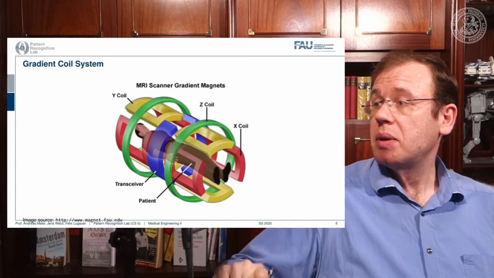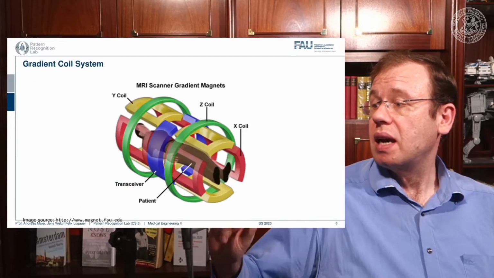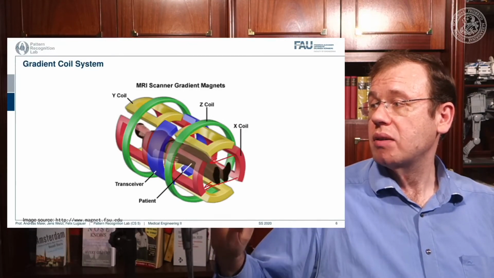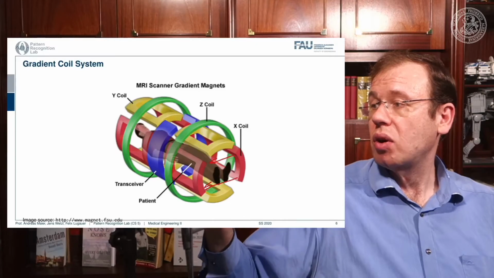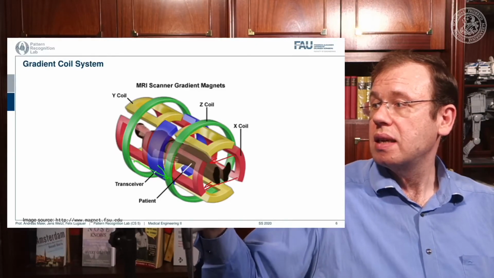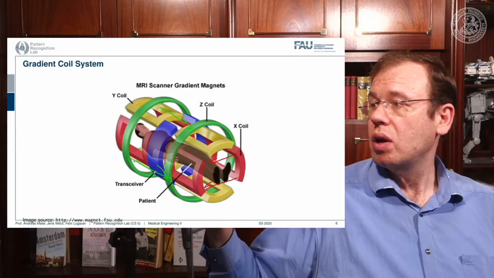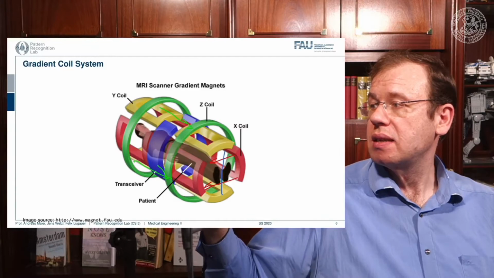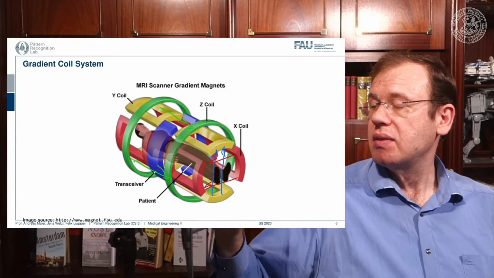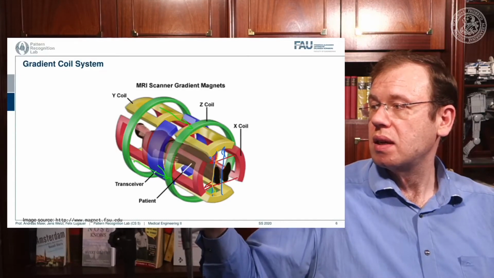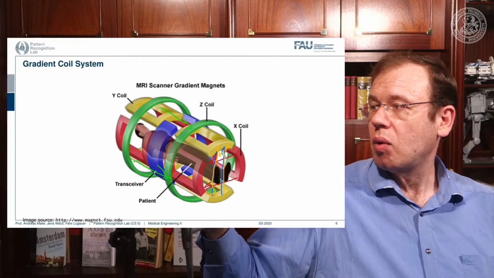So if this is then implemented, you can see here that we have now, in a different color, of course, than on the previous slide, our X coil, and these are essentially coils, and they can introduce an additional magnetic field in this direction. The Z coil would introduce it in this direction here, and the Y coil would introduce it in this direction here. So actually I should use this color here. So this is our Y coil.